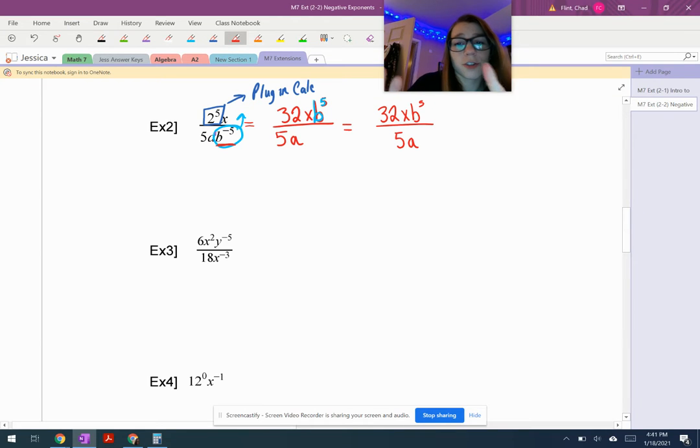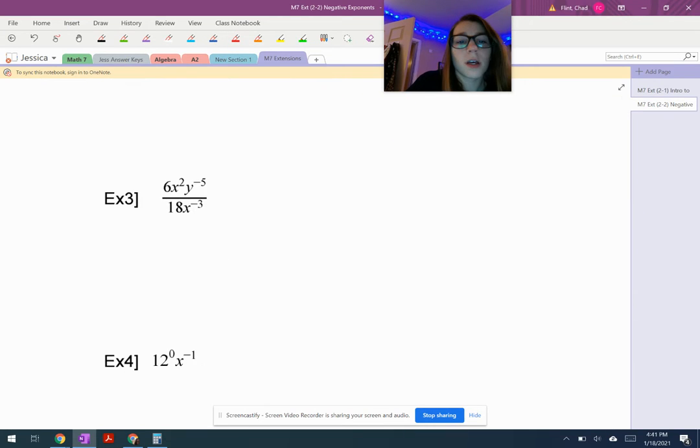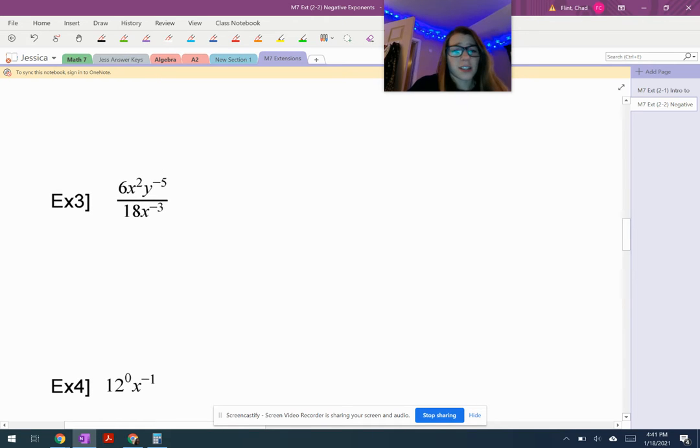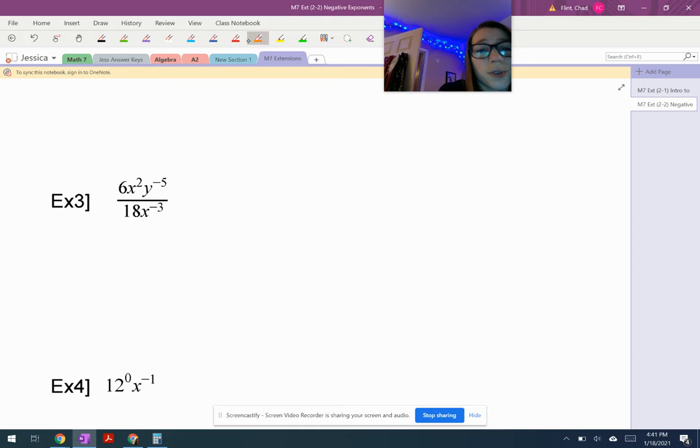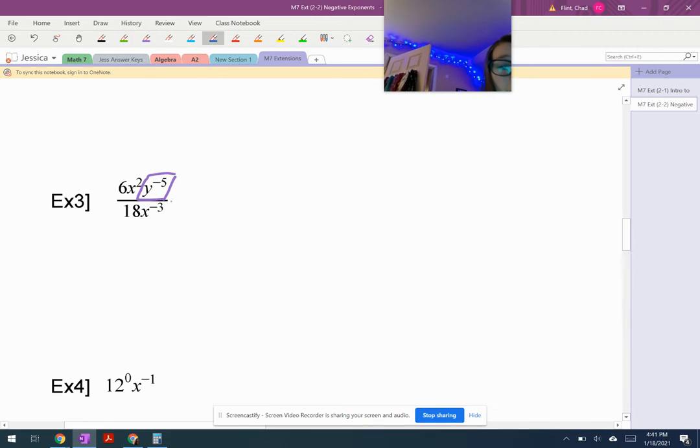Extension lesson 2-2, example number 3. Alright, so looking here, I have some simplifying I can do with my numbers, my coefficients, my 6 and my 18, and I'm seeing two negative exponents I have to deal with, the y to the negative 5 and the x to the negative 3. So, first things first here, noticing that 6 and that 18, those constants need to be simplified.